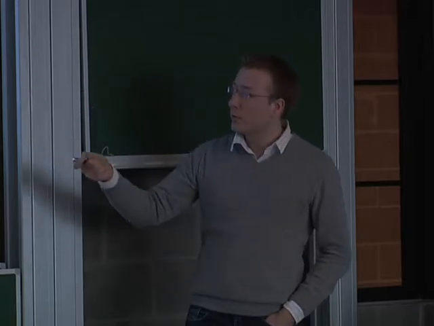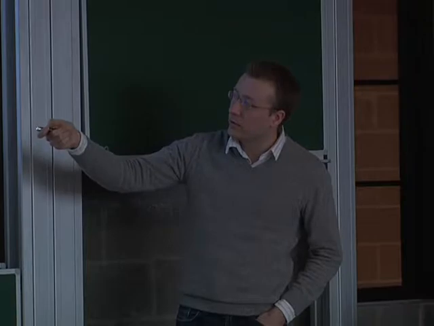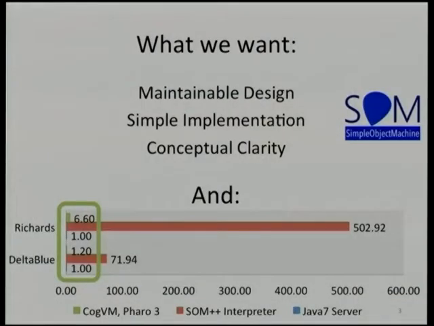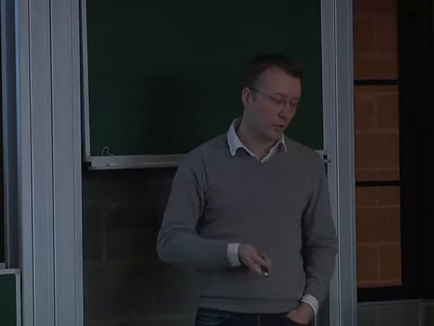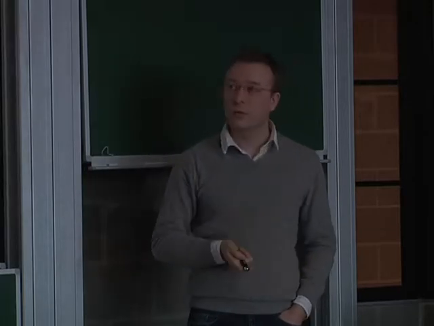But of course we also want kind of that, so at least that region, the same order of magnitude would be nice. So the green, now unfortunately cut off, is actually the Cog virtual machine here. So on DeltaBlue barely 20% slower, and on Richards it's 6 times, 7 times slower. But at least not the 500x. So that's where we want to go. And ideally with that kind of very simple interpreter. So how do we get there?